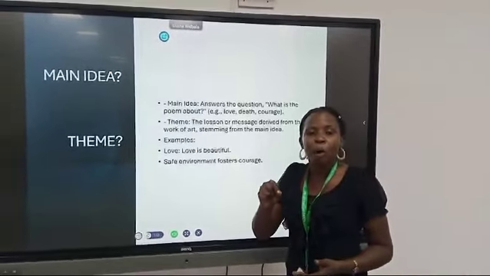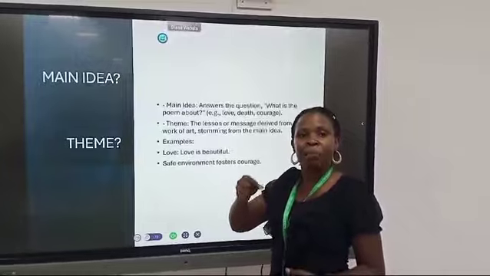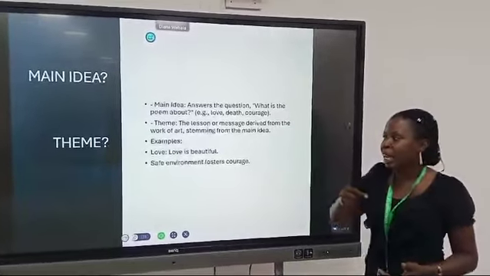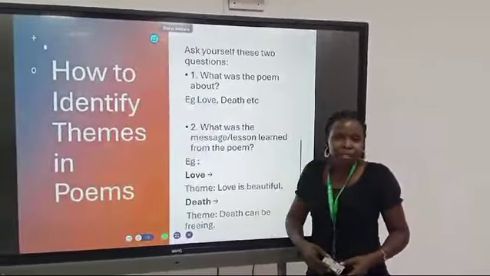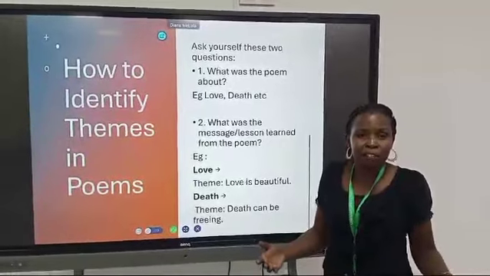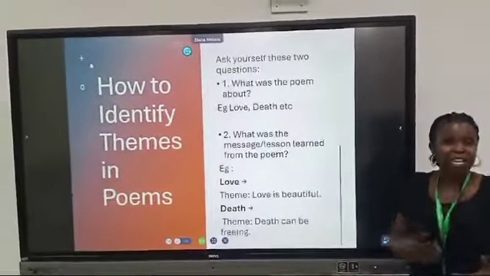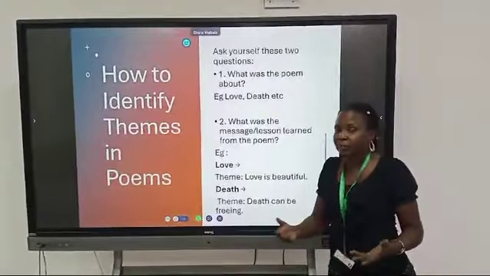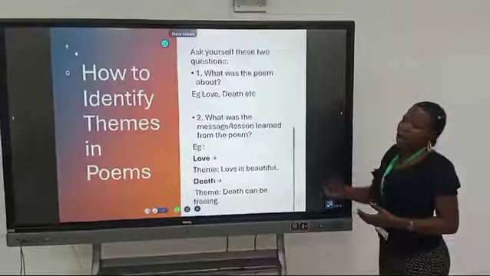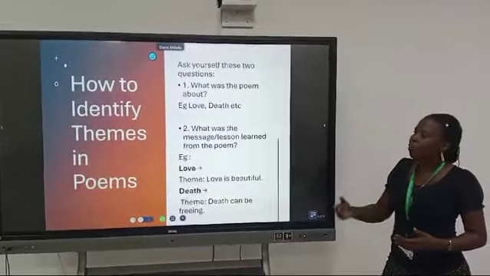Theme here pinpoints what the main idea is being discussed about in a particular poem. For example, instead of saying the theme of love, we're supposed to say maybe love is a beautiful thing, or death hurts sometimes. So how do we go about identifying that theme?